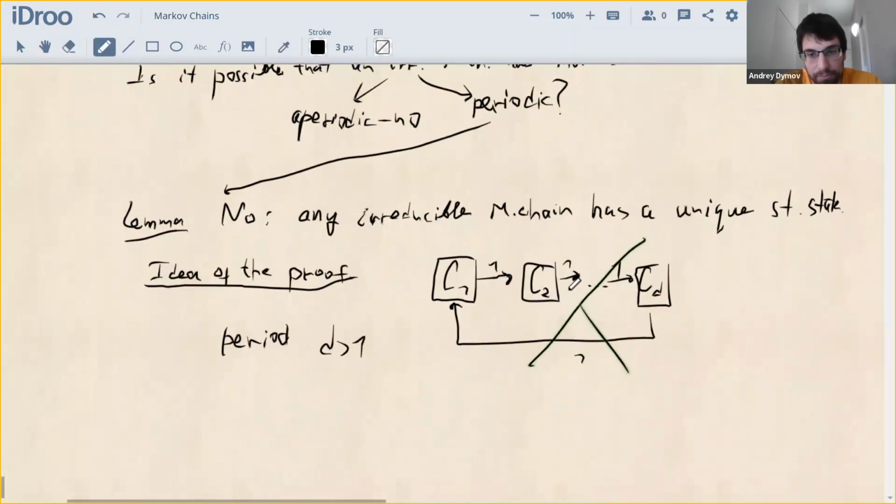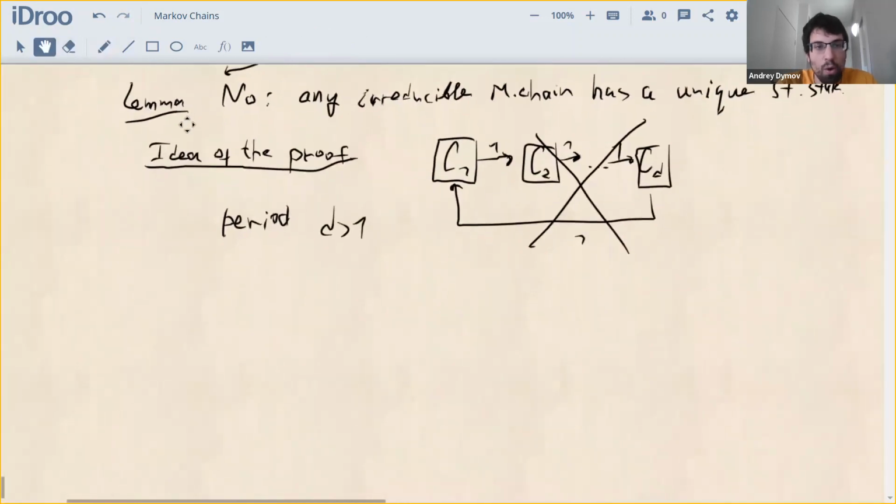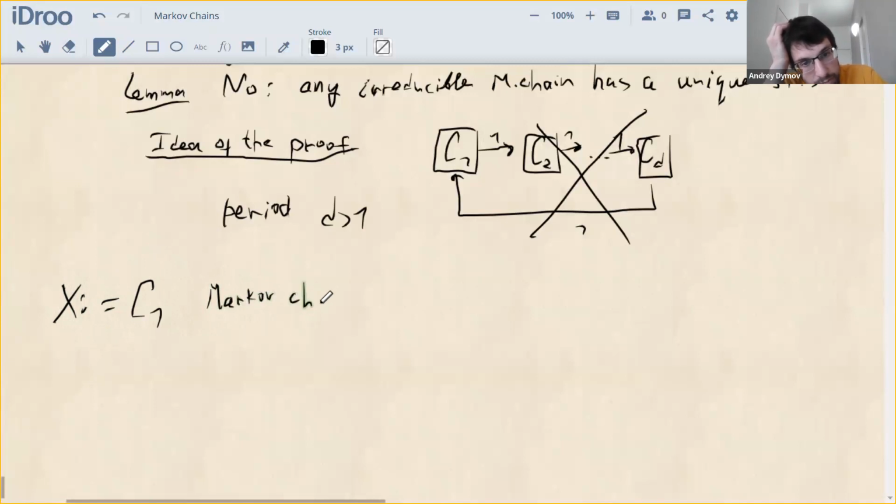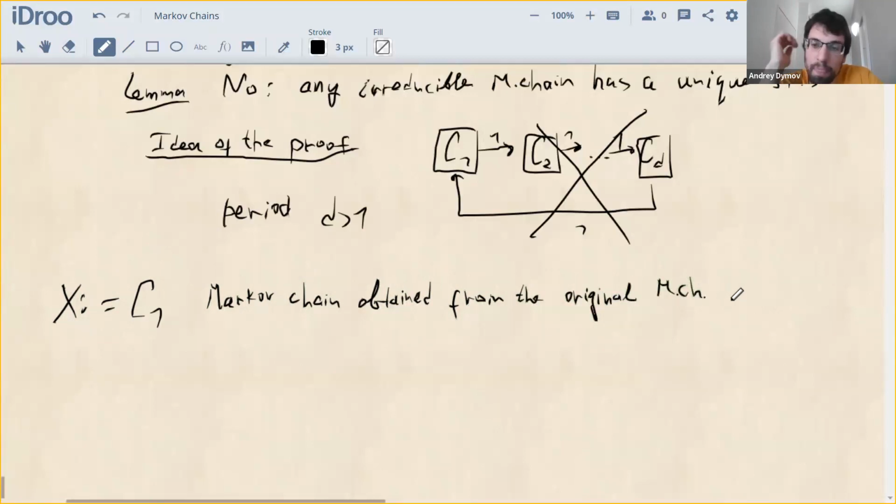On the contrary, let us take only the block C1, and let us consider this C1 as a new state space, and let us consider the Markov chain obtained from the original Markov chain if I consider the Markov chain not in 1 step but in D steps.